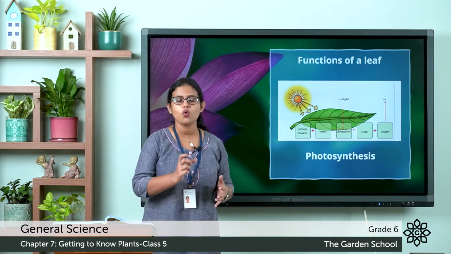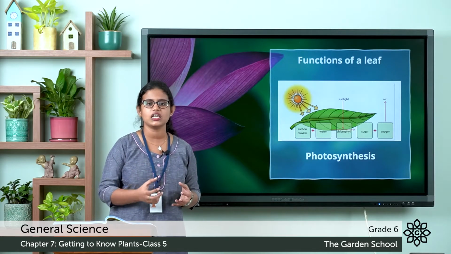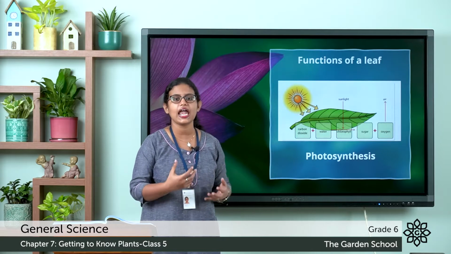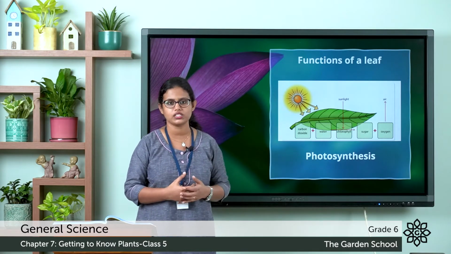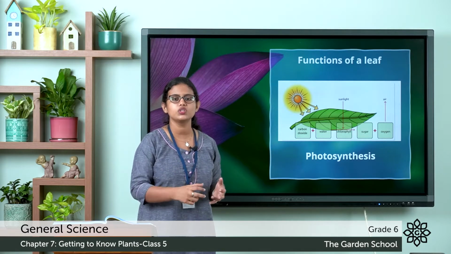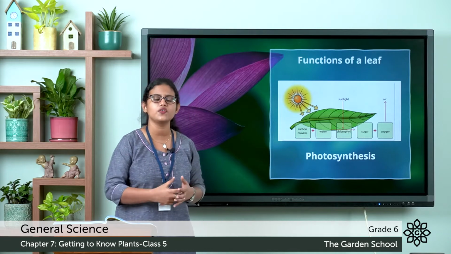You all know what is a stomata. What is a stomata? It is the tiny holes that are present in the leaf. The air enters through these stomata. Even the oxygen is released into air through these tiny pores that are present in the leaf, that are called the stomata.